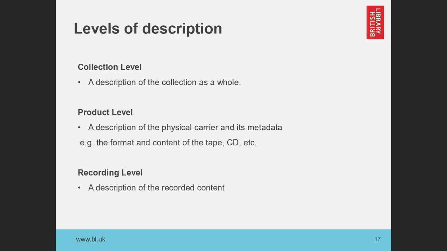Okay, so this is the 3 levels of cataloguing description that we have. Collection level, so that describes the collection as a whole. Product level, which describes the physical carrier, so the tape box and any metadata on that. And finally, recording level, which is a description of the recorded content.